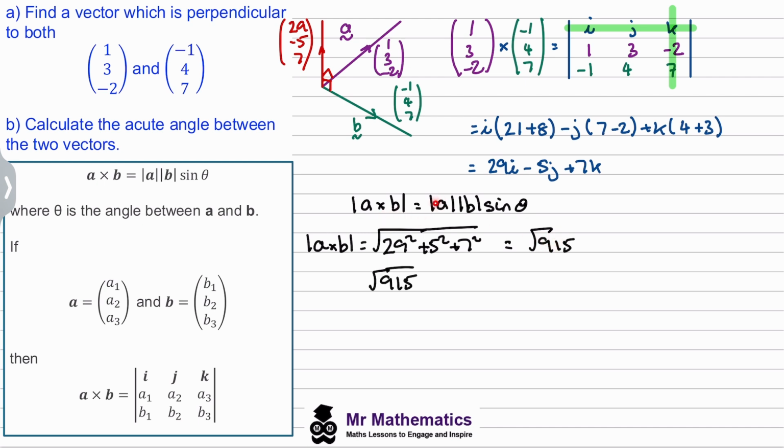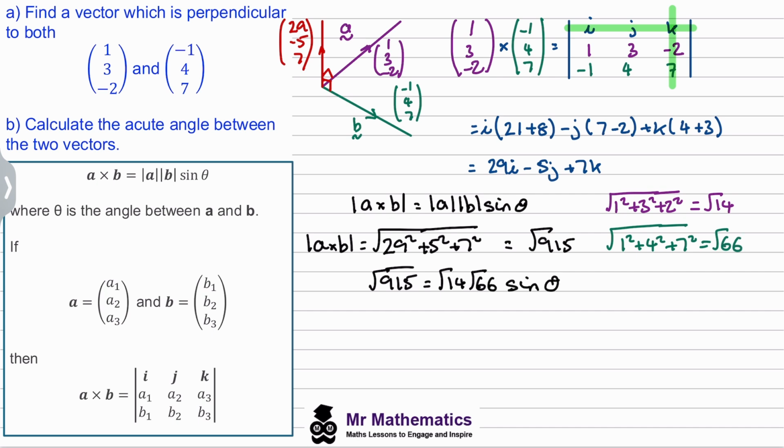We need to find the magnitude of A, so we'll do the same for this vector, and this will give us root 14. We'll find the magnitude of B, and this will give us root 66, times the sine of angle theta. And this theta is the angle between the two vectors. So to work out the sine of theta, we'll divide both sides by this, and we get 0.995 equals the sine of theta. So we'll take the arcsine of both sides, and theta will give us approximately 84.3 degrees.